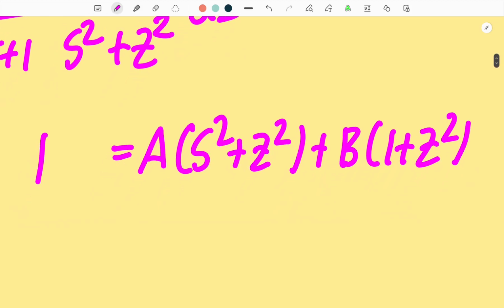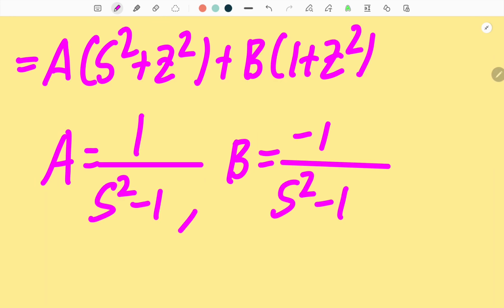Now to find a and b, multiply the terms out, and then match the terms on the left-hand side and right-hand side, and then solve for a and b. And if you do that correctly, you'll find yourself at this answer. There we go. So here is the answer for the partial fraction decomposition.